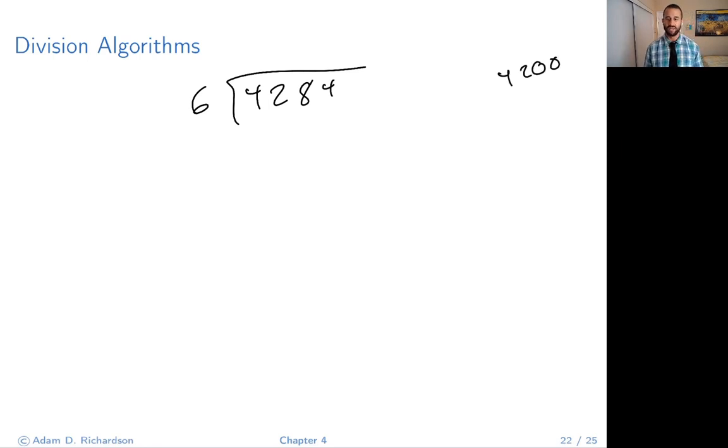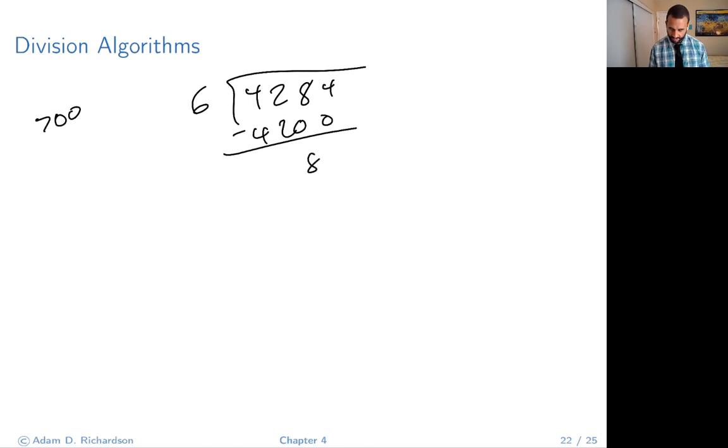How many 6s is that? That's right, that's 700 6s. So we're just going to write that over here. 4,200. In fact, I'm going to go ahead and erase that over here. 700. There's 700 6s there. Okay, and then when I subtract that, what do I get? I'm left with 84.